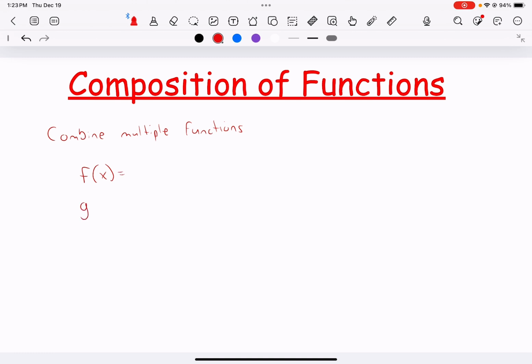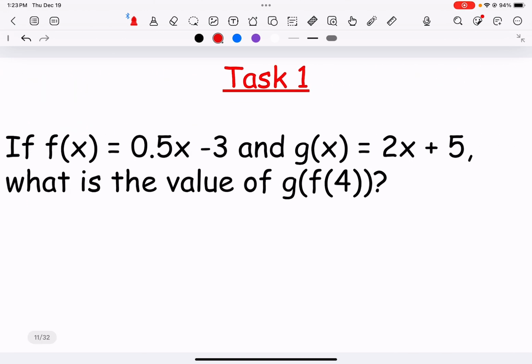And then we can have multiple functions; g of x would be equal to another expression. So if f of x is 0.5x minus 3 and g of x is 2x plus 5, what is the value of g of f of 4? Like with our order of operations, we're going to start from the innermost parentheses and work our way out. We just have a 4 on the innermost parentheses, so nothing to do there. So we're going to start with finding f of 4.